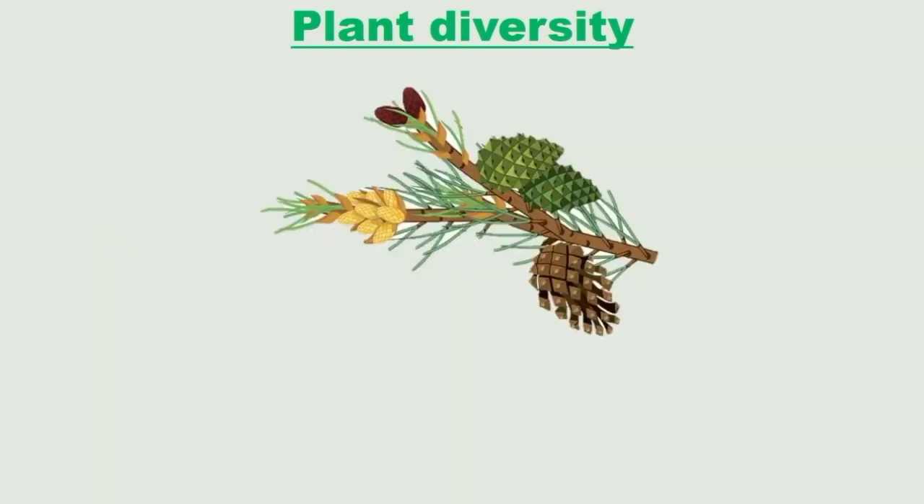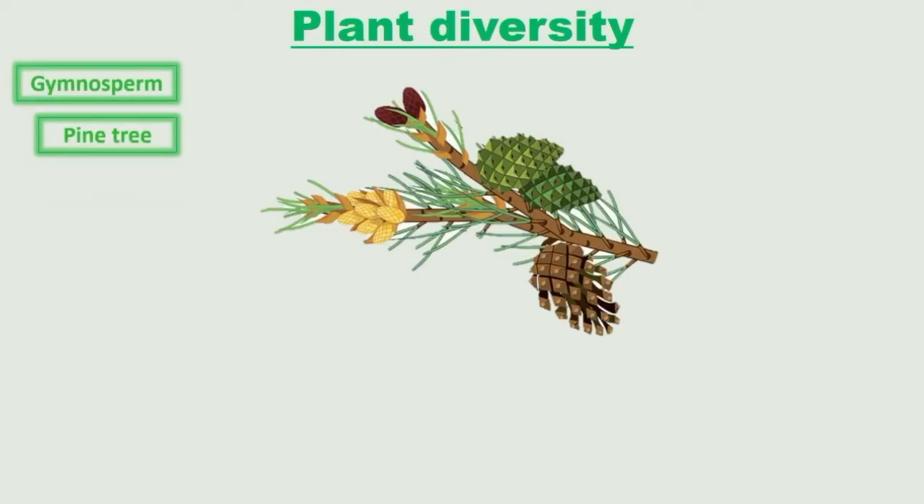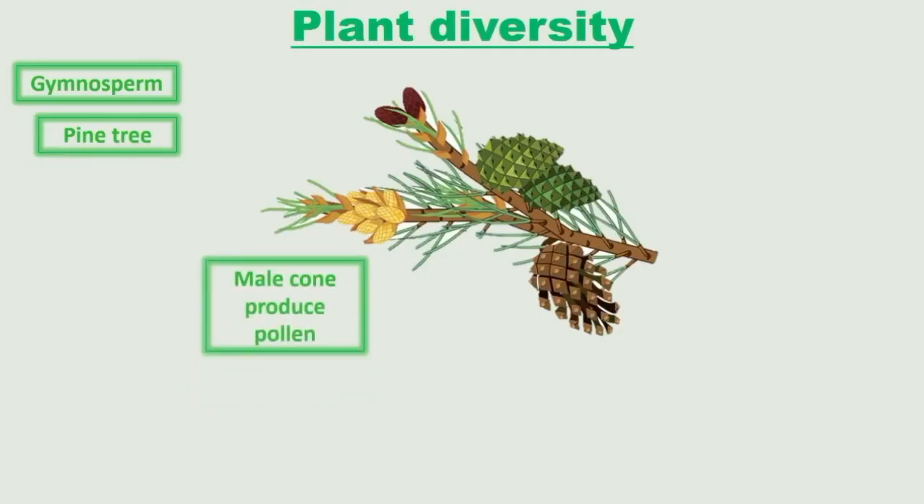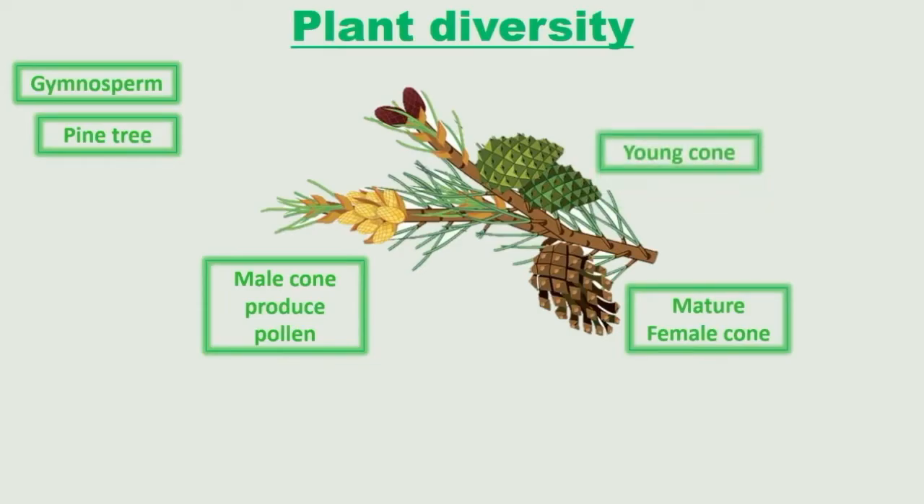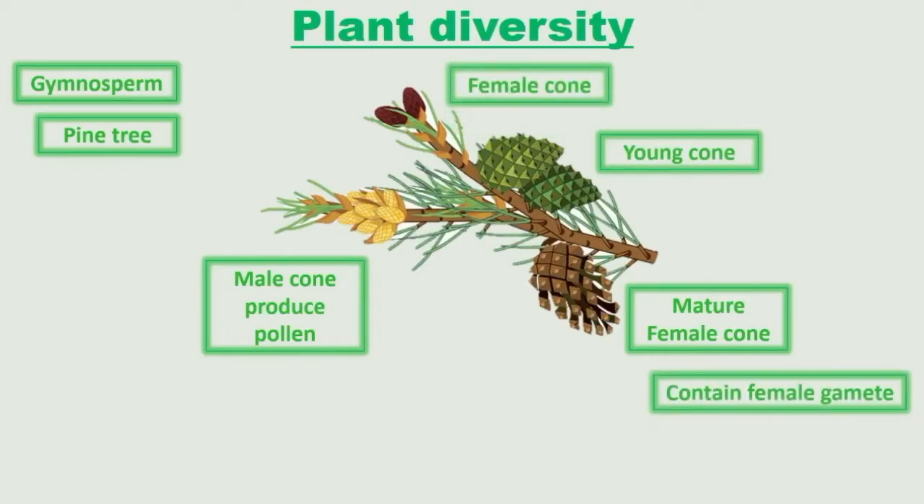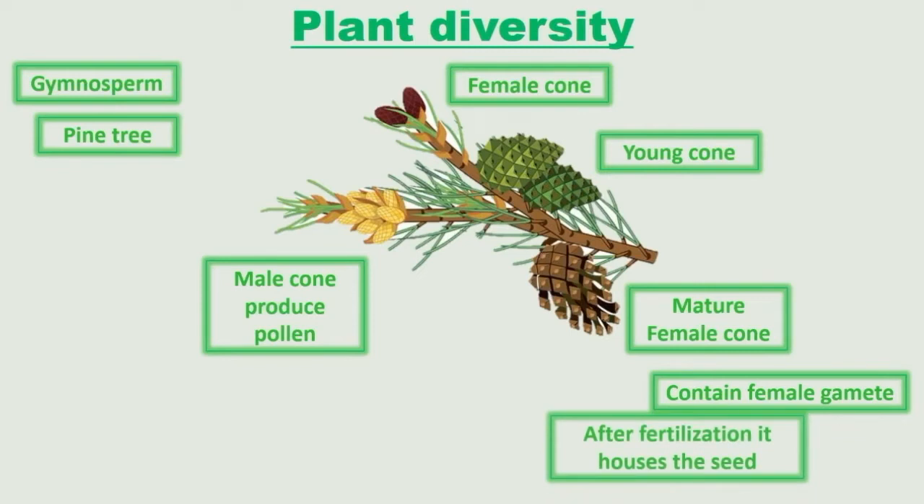Then we have the pine tree. This forms part of the gymnosperms. This is the pine tree. We have the male cones on the edges of the branches that produce pollen and not sperm cells. Then we have mature female cones that produce the ovum, or that will house the seeds. We have young cones as well. Your mature female cone will contain the female gametes. After fertilization, it will also house and protect the seeds.